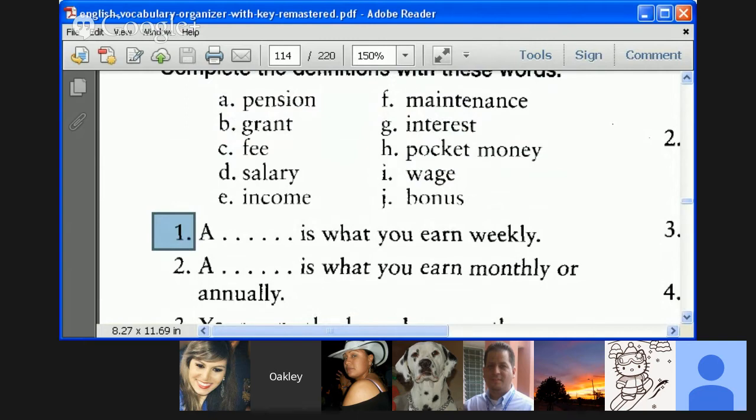A salary is what you earn weekly. Yes, it is. Well, sometimes weekly. Javier, how about in your country? Do they usually pay weekly, twice a month, once a month? That depends. In my case, what's the word? Being paid bi-weekly.